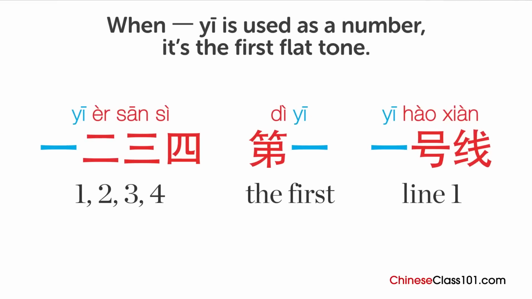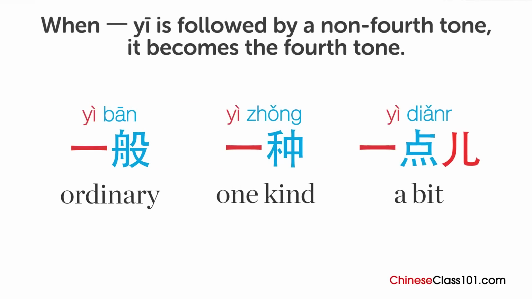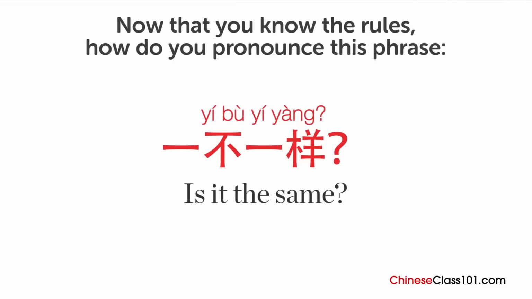When 一 is used as a number, it's the 1st flat tone, as in 1, 2, 3, 4, 第一, 一号线. When 一 is followed by a 4th tone, it changes to the 2nd tone, 一样, 一定, 一次. When 一 is followed by a non-4th tone, it becomes the 4th tone, 一般, 一种, 一点儿. Now you know the rules.